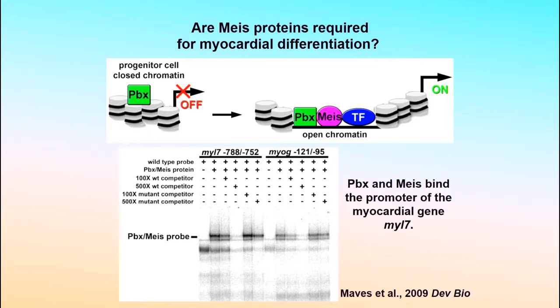So I mentioned before that these Meis proteins are close cofactors with the Pbx proteins. And so in work a few years ago, I showed that Pbx and Meis could bind together on promoters of not only skeletal muscle differentiation genes, but also our heart muscle differentiation gene, MYL7, suggesting that Pbx and Meis are working together to control MYL7 expression.